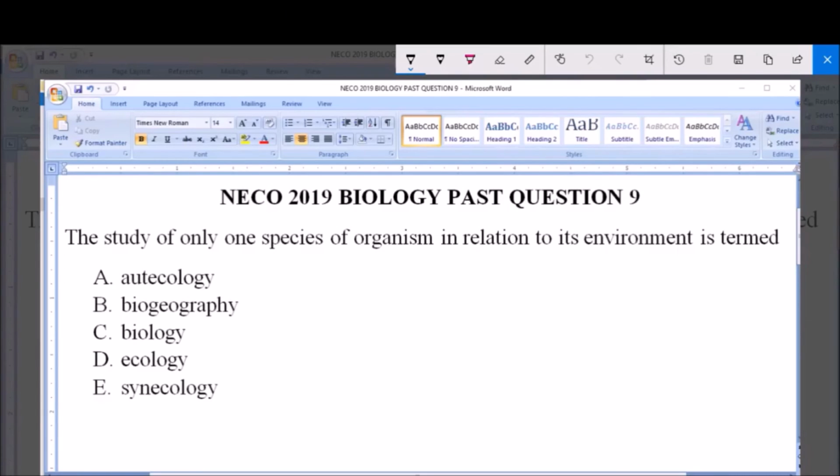I will be answering NECO 2019 Biology Past Question 9. The study of only one species of organism in relation to its environment is termed A. Horticology, B. Biogeography, C. Biology, D. Ecology, and E. Synecology. Now, the study of one species of organism in relation to its environment is what is asked here, which is known as ecology.